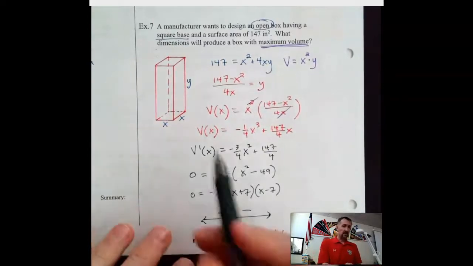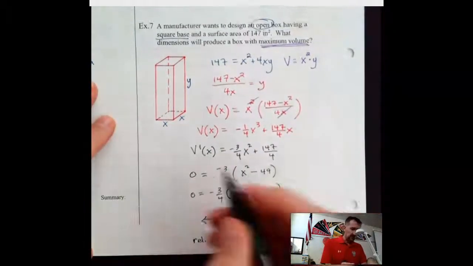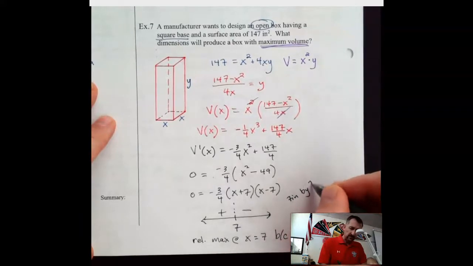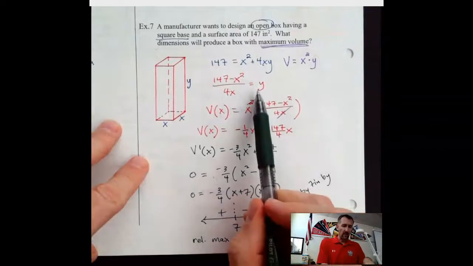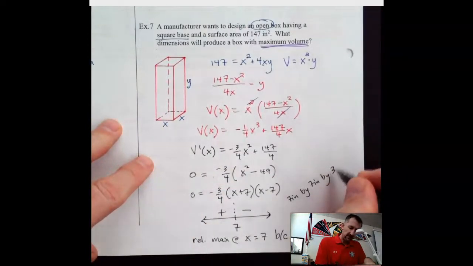Okay, so that's going to be, it's inches. So it's going to be 7 inches by 7 inches by, and if we want to solve for y, we can put 7 in right here, and that's going to be 3.5.